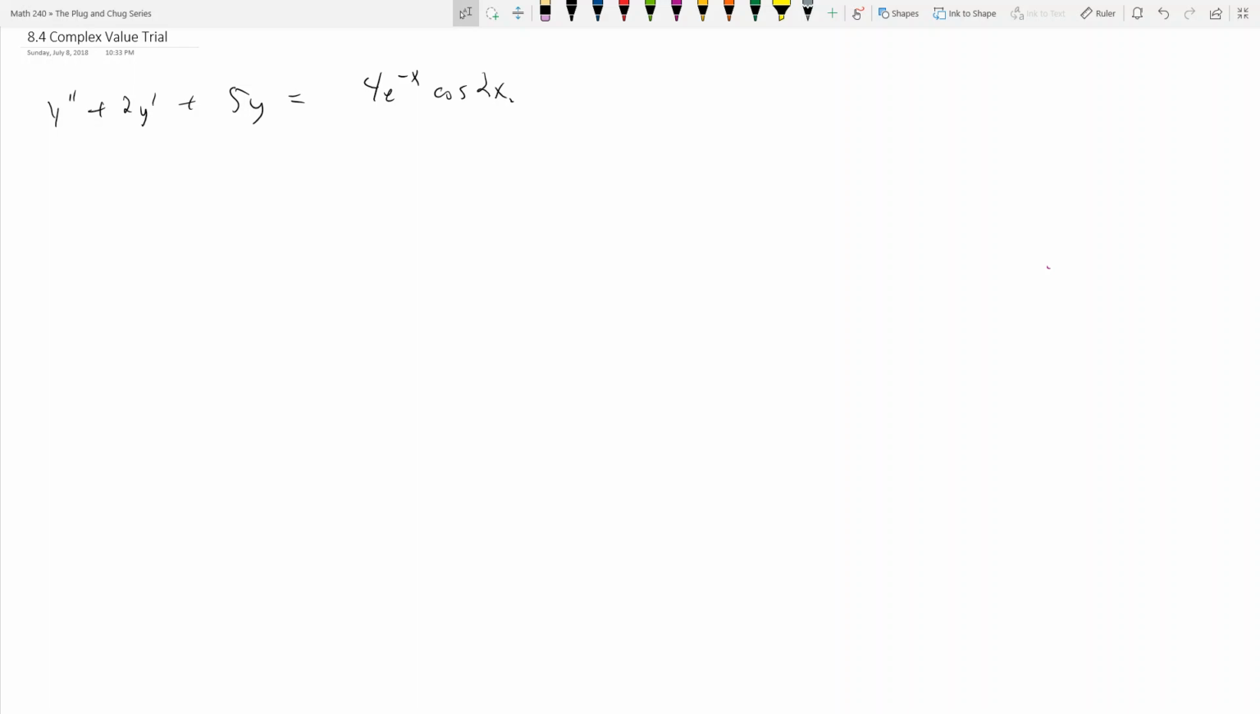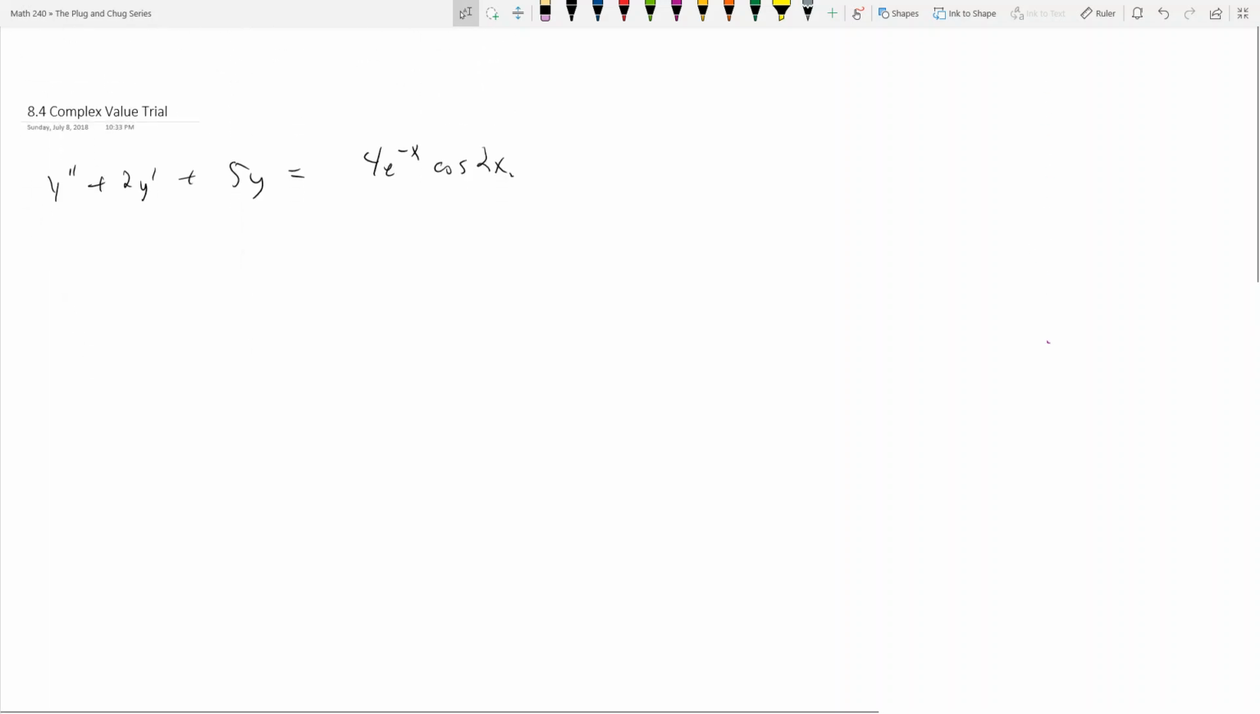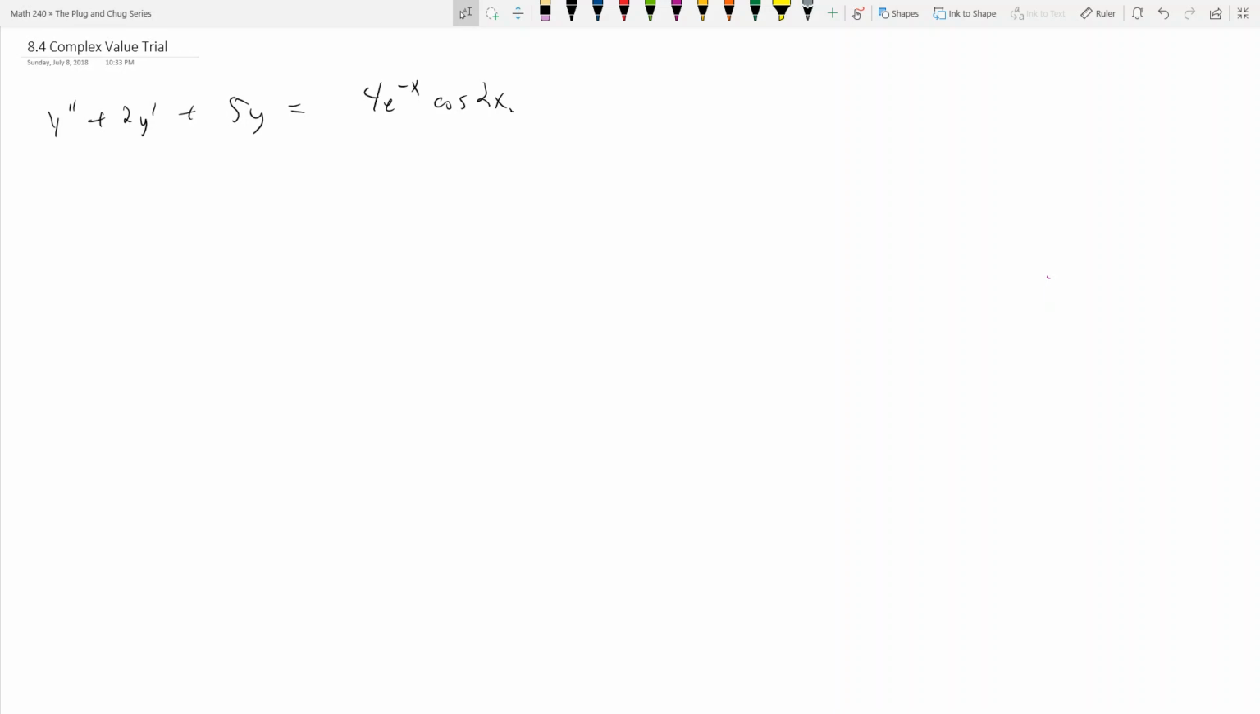Welcome back, and we're going to talk about 8.4, which is complex value trial solutions now. And as we're diving into this problem, I'm going to point out another method from 8.3 that you can use as well for these types of problems. And then I'm going to show you why you don't want to use the method from 8.3, because it just takes a really long time and it's even more computationally difficult than the computations that we have to do currently with the complex value trial solutions.